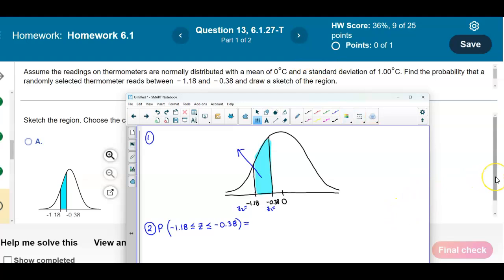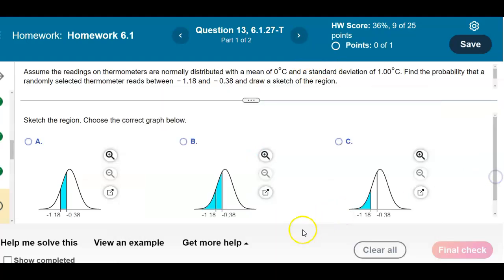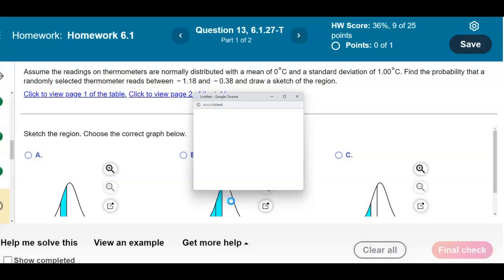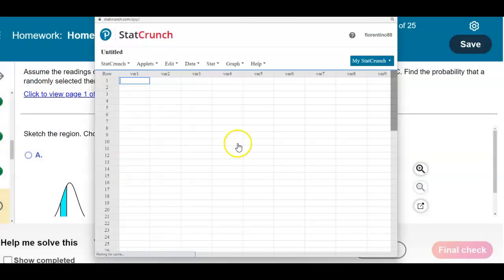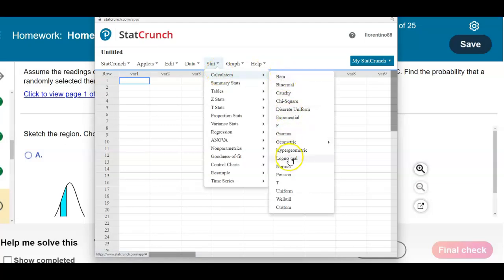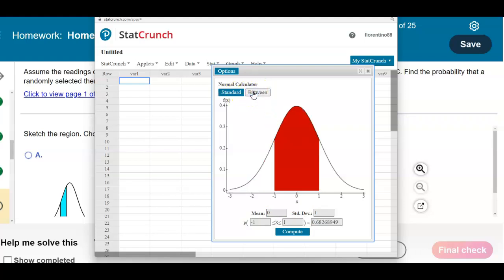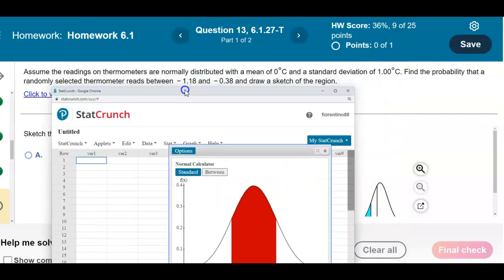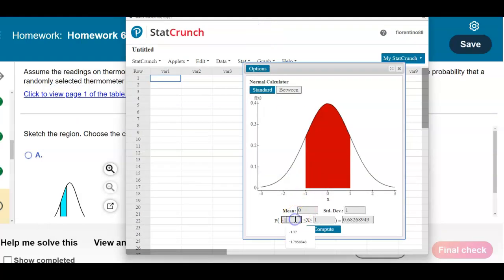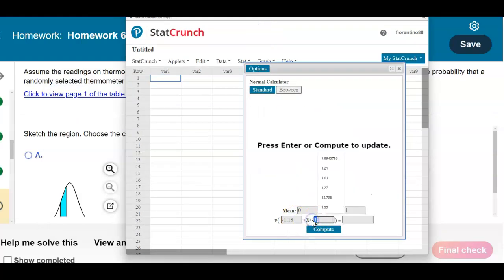Now we're going to open this up in StatCrunch to determine what that probability is. The first thing we want to do is select Stat, Calculators, and then scroll all the way down to Normal Distribution. We know that we have a mean of 0 and a standard deviation of 1. Since we want to find the area in between, up at the top we want to select Between. Now we're going to put in the values they wanted us to find. So it's going to be between negative 1.18 and negative 0.38. Now we're going to select Compute.